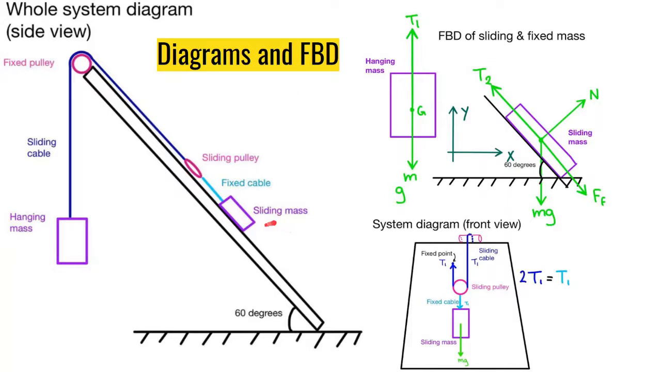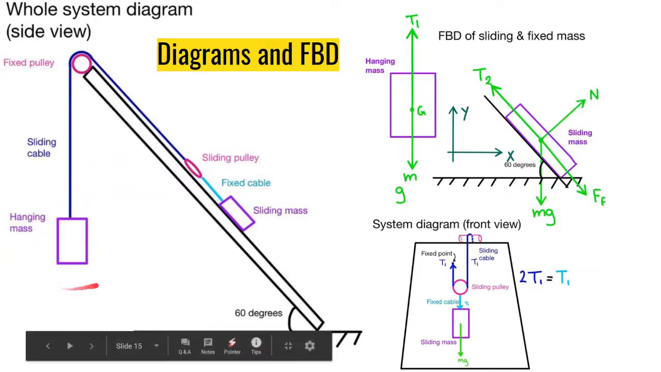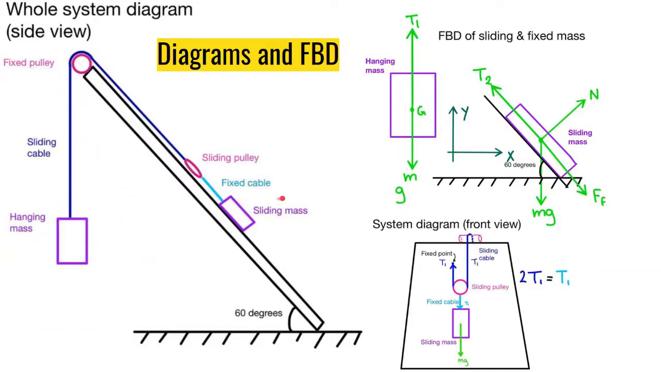The experiment was set up so that the sliding mass is connected to the sliding pulley by a fixed cable, while the sliding pulley is connected to the hanging mass through a moving cable and around the fixed pulley.